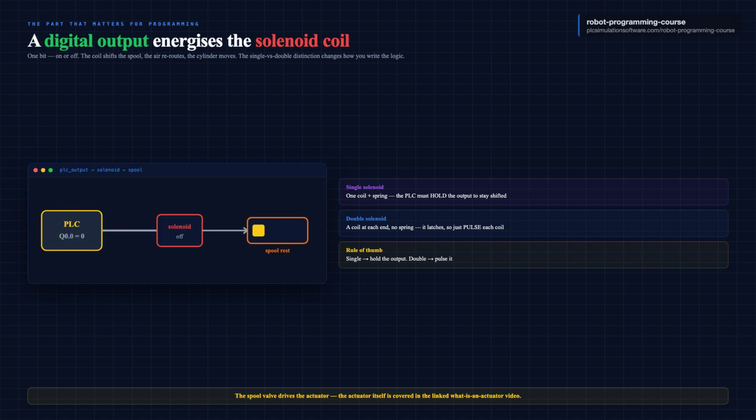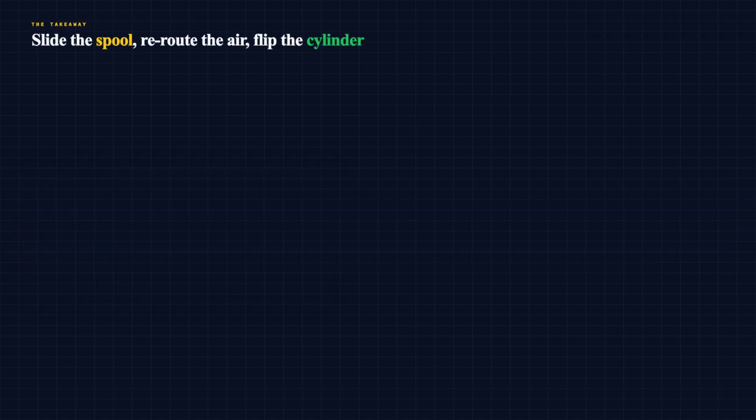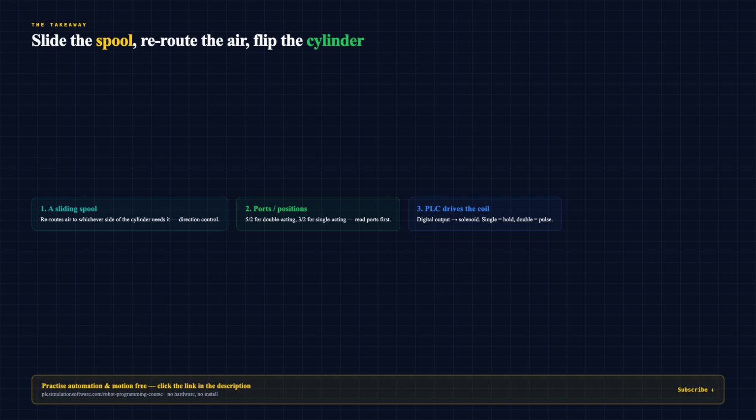So here's what to walk away with. A spool valve is a directional control valve. A spool slides inside a body and reroutes air to flip a cylinder's direction. The numbers are ports first, position second. 5-2 for a double-acting cylinder, 3-2 for single-acting. A solenoid, a pilot, or a lever shifts the spool, and it is either spring return or detent. And a PLC drives it with a digital output to the solenoid coil. Get that, and every pneumatic schematic on the floor stops being a mystery.